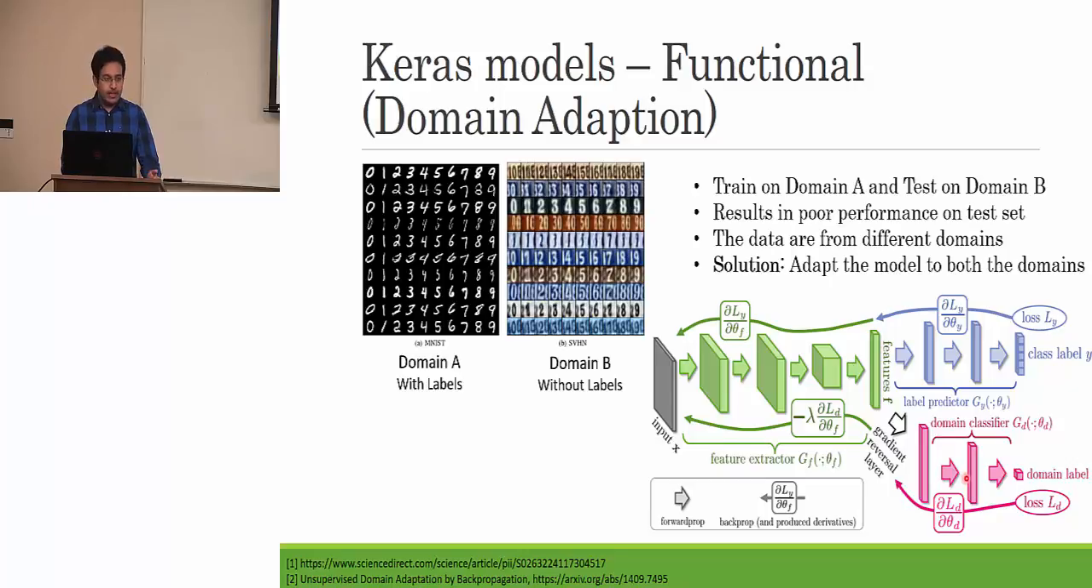So the domain classifier is a binary classifier. All it does is it'll look at the image and say whether the given image is from domain A or domain B. So it's just a binary classifier. So how this is used in domain adaptation is as follows.